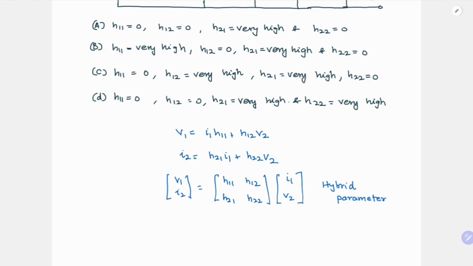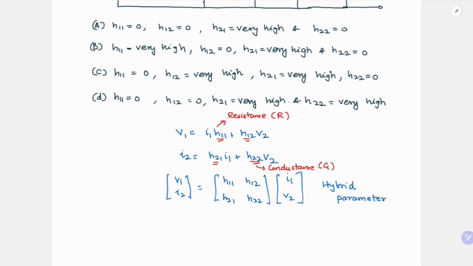Now you should also notice that H11 has units of resistance, while H22 will have units of conductance. So this is G, this is R. And H12 and H21 are unitless. It's like ampere per ampere and volt by volt.